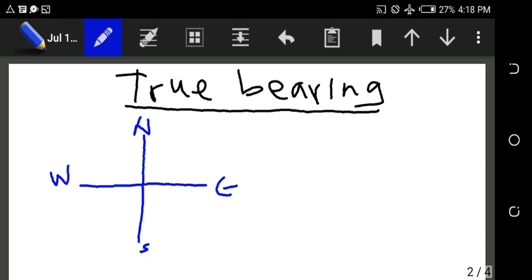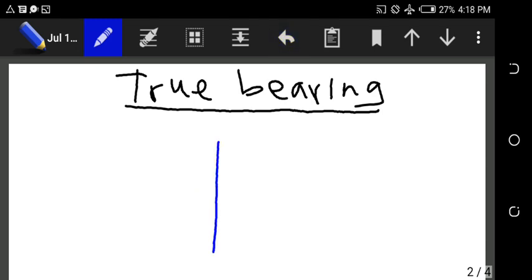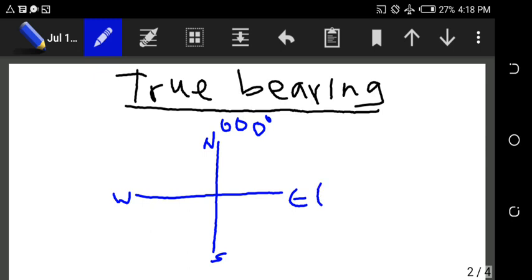All right, so at this point, let me redraw this. Okay, so we have north, east here, south, and the west. Now remember I said the true bearing always has 3 digits. At the north, what you have there is 000 degrees. At due east, what you have there is 90 degrees.